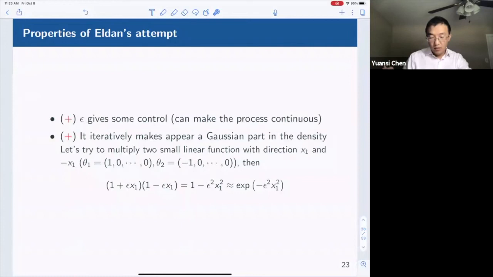So the idea is that if you have two opposite random directions, 1 plus epsilon x1 and 1 minus epsilon x1, then the product is 1 minus epsilon squared x1 squared, which is roughly exponential to the minus epsilon squared x1 squared. So it's like roughly multiplying your density by e to the minus x squared, which gives you a little bit of Gaussian part in your density, and it becomes strongly log-concave.